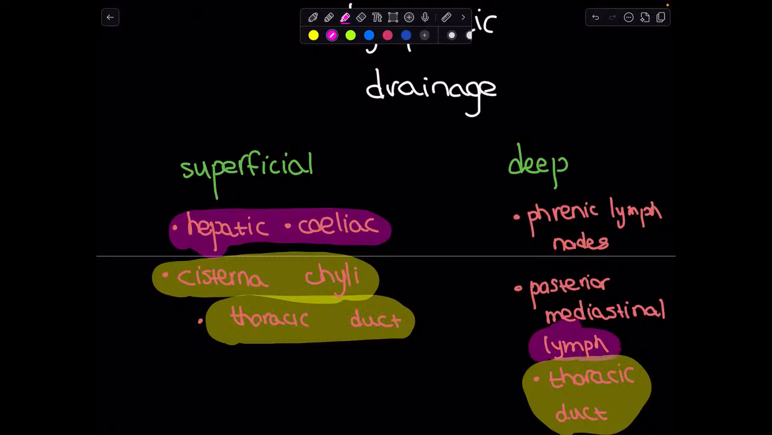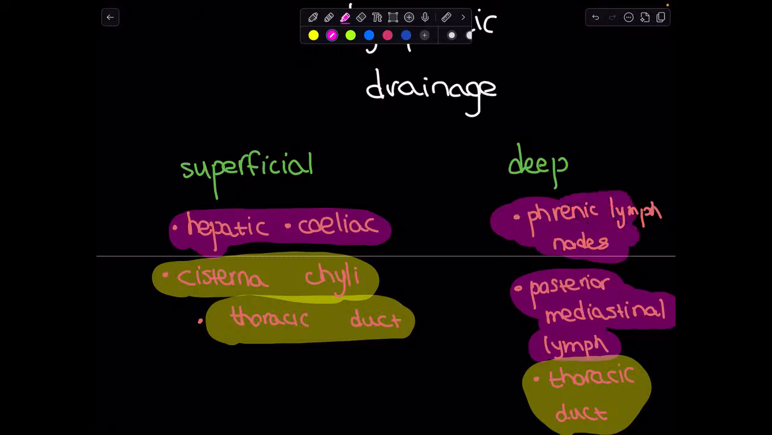What about the posterior mediastinal lymph nodes and the phrenic lymph nodes? Why are they deep? The posterior mediastinal and phrenic lymph nodes are considered deep because they're located within the thoracic cavity. They handle lymph drainage from the lungs, diaphragm, and other deep structures. Their position deep in the chest protects them and allows them to efficiently process lymph from these critical areas.